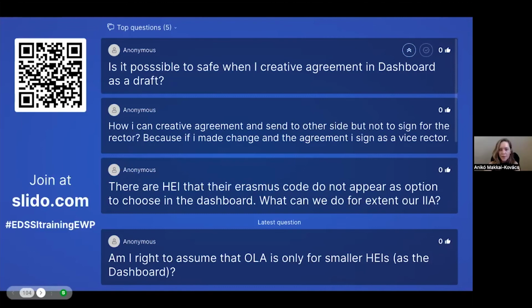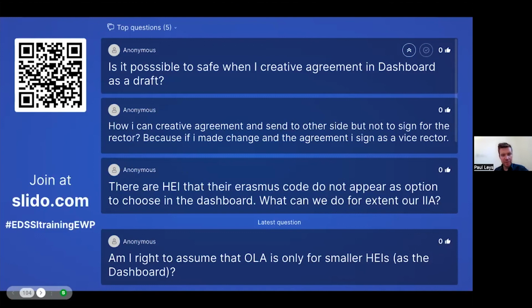Is it possible to say, when I create an agreement in the dashboard as a draft, to say that it is safe? I can also take that question, Anikó, because it was quite often requested at the Erasmus Goes Digital webinar on the 16th of June. Currently this functionality is not available, but as many colleagues requested such functionality also in the help desk, this is taken into account when improving the dashboard functionality and interface. So it's not the case right now, but it will become available in the future.